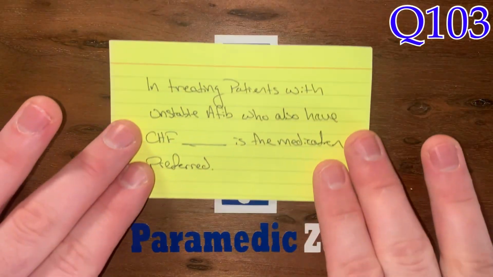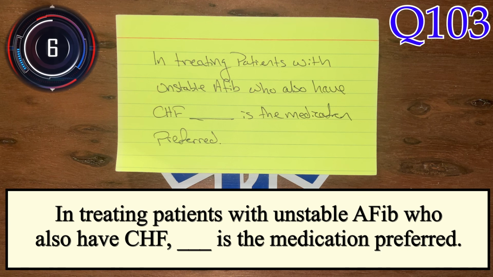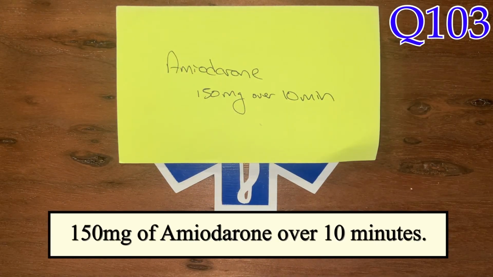In treating patients with unstable atrial fibrillation who also have congestive heart failure, blank is the medication preferred. Alright, so after a little bit of research, it seems that the preferred medication used when treating AFib with RVR in patients that also have congestive heart failure is going to be amiodarone at a dose of 150 milligrams over the period of 10 minutes. Moving on to question 104.